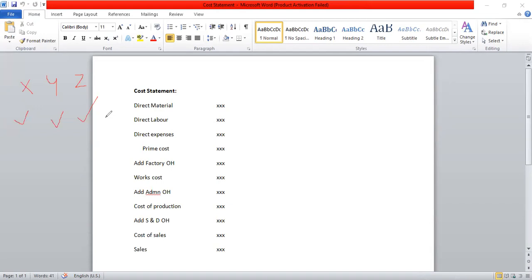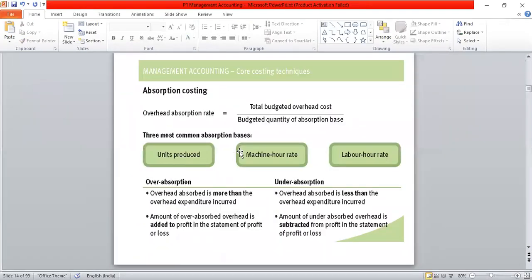Fine. Then the amounts which are charged here for product X, product Y, product Z also should be an appropriate amount. Let's see how the overhead rates are calculated. I'm taking you to the PPT. So the PPT has three most common absorption rates which are mentioned here. That is based on the number of units, machine rate, or labor rate.